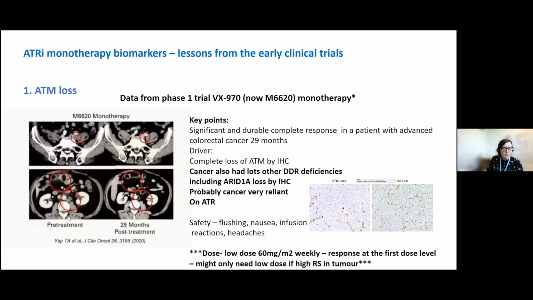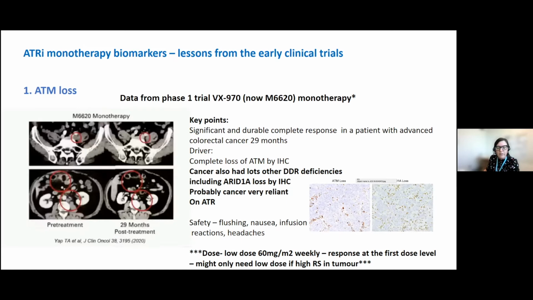This is just CT scans of the target lesions showing the complete response post 29 months of treatment. And this cancer, when they analysed it further, had other DDR deficiencies. So it had ARID1A loss, again by IHC, and it was thought that this cancer was very reliant on ATR, and therefore it's not surprising it responded to an ATR inhibitor. Now, what was really interesting about this patient in the study, because the dose escalation continued, this patient was in one of the early cohorts, and was exposed to a very low dose of the ATR inhibitor, 60 milligrams per meter squared weekly dosing.